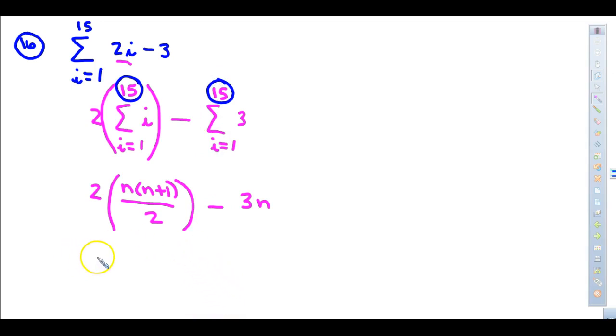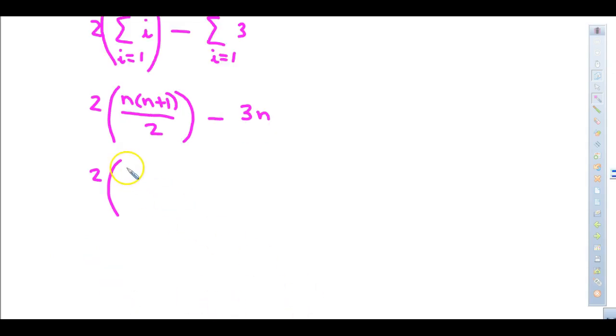So this is going to be 2 times 15 times 15 plus 1 over 2. Notice that it was just this one that was multiplied by 2, not the whole thing. And then minus 3 times 15. And then we'll simplify.